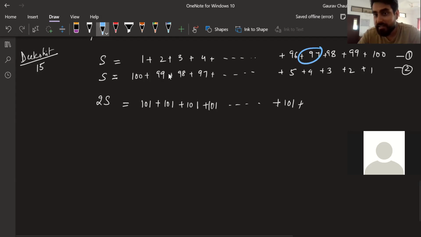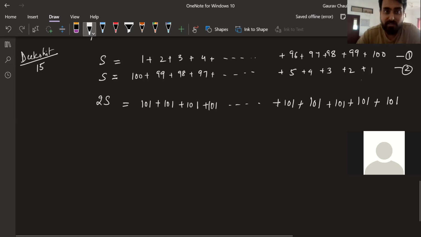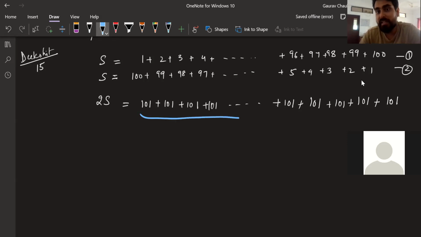97th from beginning, 97th from end, I will again get 101. Second from beginning, second from end, or it is 99 from beginning, 99 from end. Last from beginning, last from end. I'm again getting 101. Now my question is, how many times am I getting 101 here?